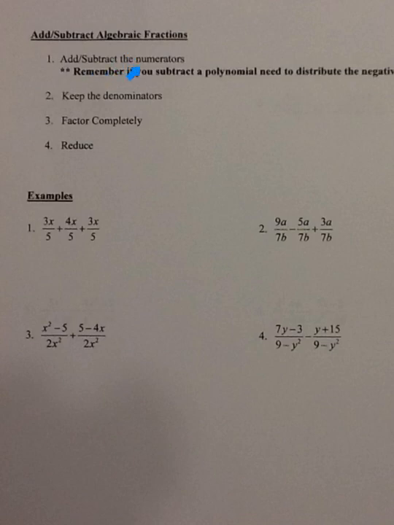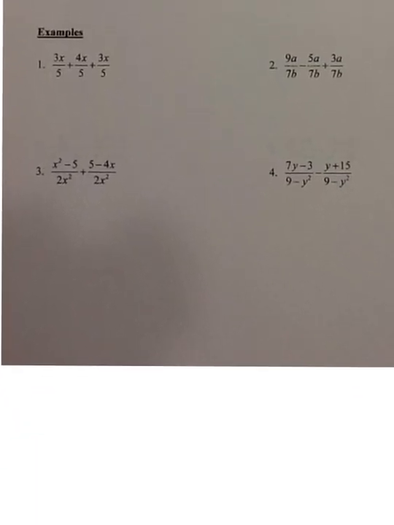Now notice, I'm doing the operation first, and then I'm going to factor and reduce. Where when we multiply and divide, we factored and reduced first, and then multiplied. So it's kind of opposite, okay? It's the other way around. I don't want to reduce first, because if I reduce first, then I won't have the same denominators in order to add.